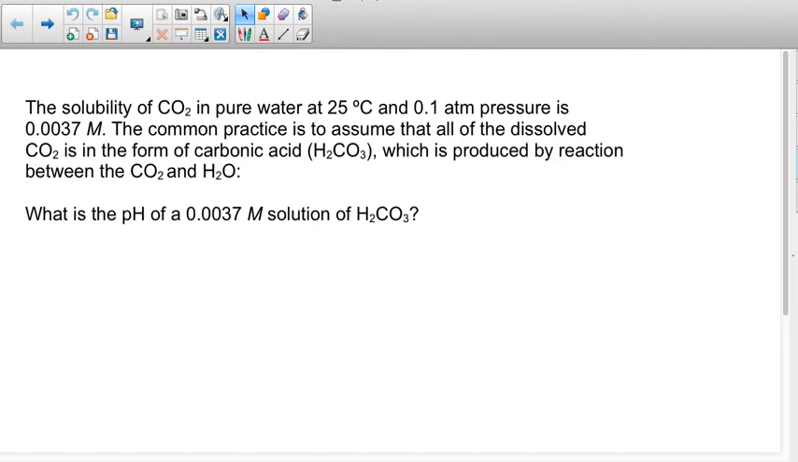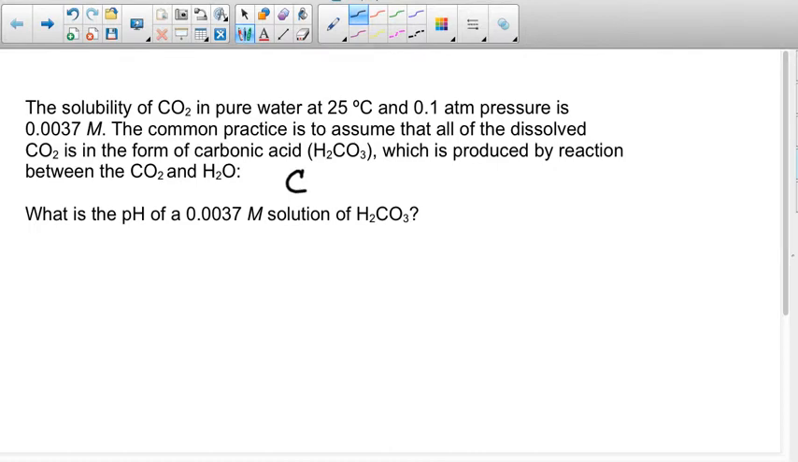Alright, so, guys, what we're looking at here is the solubility of CO2 in pure water at 25 degrees Celsius and 1 atmosphere pressure. 0.1 atmosphere pressure is 0.0037 molarity. The common practice is to assume that all of the dissolved CO2 is in the form of carbonic acid, which is produced by the reaction between CO2 and water.